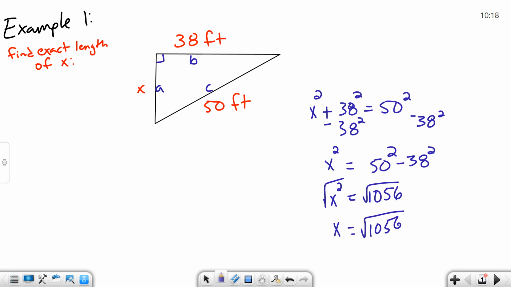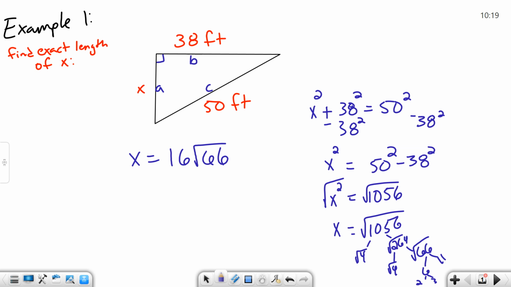Now I can square root 1056. That's kind of a big one, so I'm going to see if I divide by 4 first, and it does. That gives me the square root of 4, the square root of 264. Might as well see if that's divisible by 4. Just so happens to be. We know that this is going to be 6 and 11, 2 and 3. We have a pair of 4 and 4. We have 2, 3, and 11 left over. 4 times 4 is 16. Square root of 66.